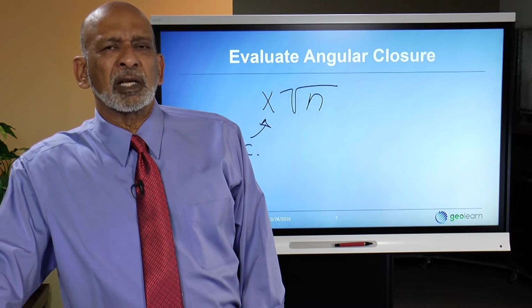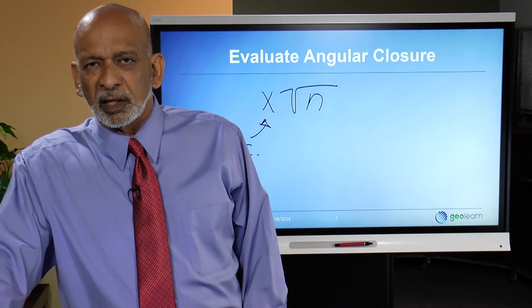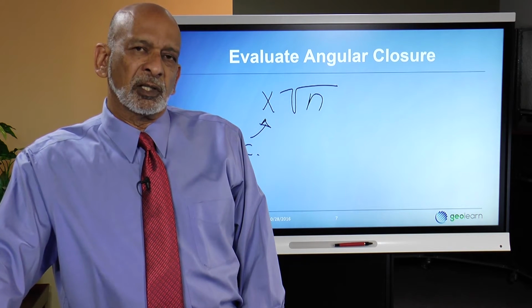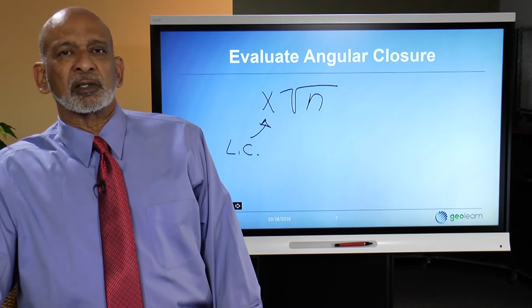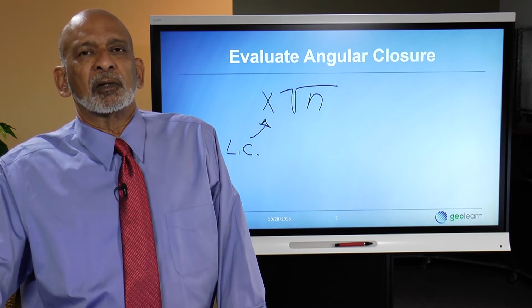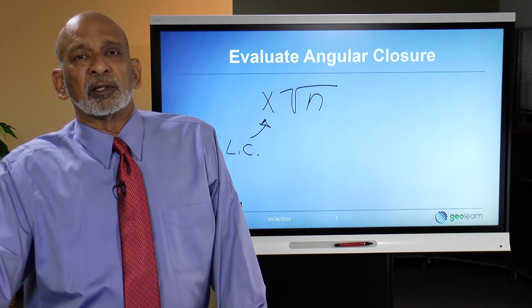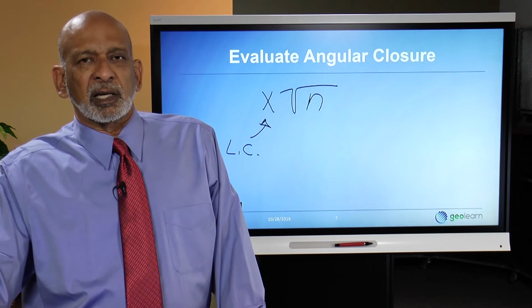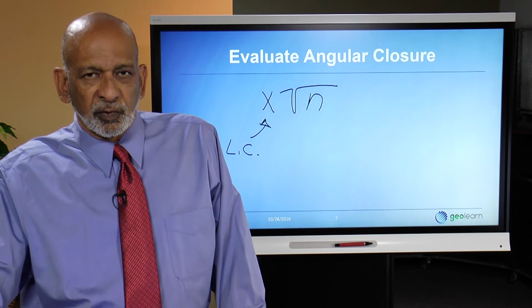LC stands for least count, and this is the lowest value you can read on the instrument. And this is generally applied to non-electronic instruments. So we used to have, for example, transits in the old days that read to 1 minute, so you would use 1 minute for the least count. Some transits read to 30 seconds, so you'd use 30 seconds. Some read to 20 seconds, and others read to 10, and so forth.